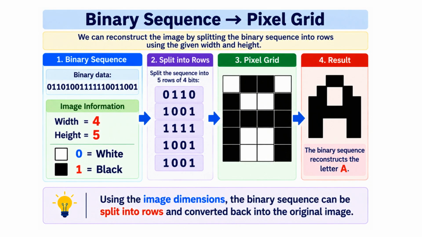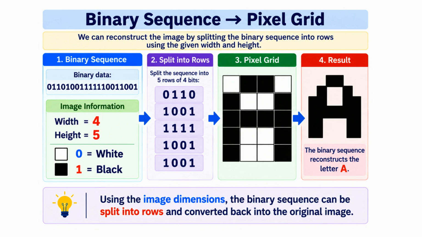Now let's reconstruct an image from a binary sequence. We are given the binary data, along with some important image information. The image is 4 pixels wide and 5 pixels high. We also know that 0 represents white and 1 represents black. Because the width is 4 pixels, we split the binary sequence into groups of 4 bits. This gives us 5 rows: 0, 1, 1, 0, 1, 0, 0, 1, 1, 1, 1, 1, 1, 1, 1, 0, 0, 1, and 1, 0, 0, 1.